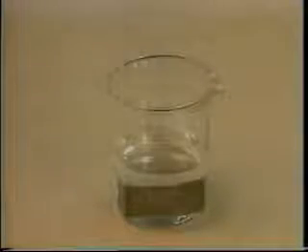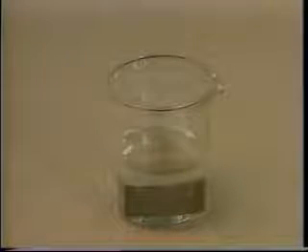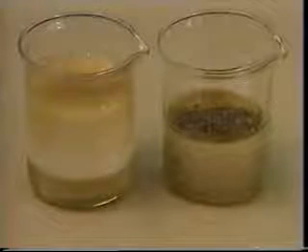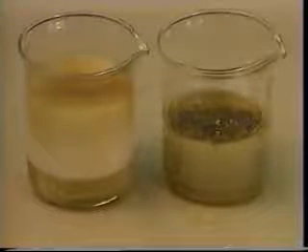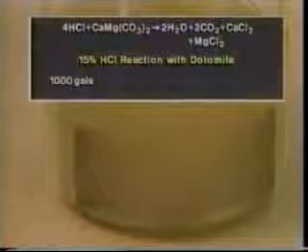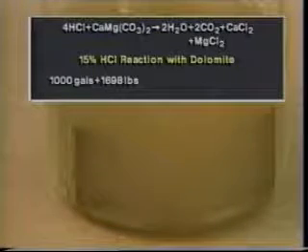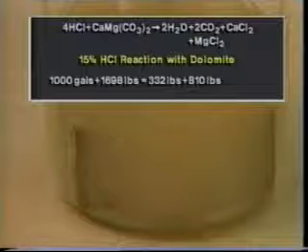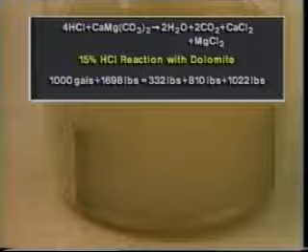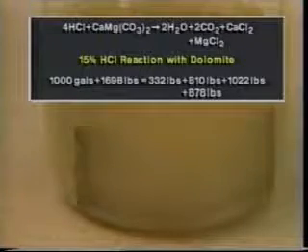The reaction of HCl with the other common carbonate reservoir, dolomite, magnesium carbonate, is similar to limestone except that the reaction rate is slightly slower, perhaps 1.5 times, at temperatures under 200 degrees Fahrenheit, or 93 degrees centigrade. 1,000 gallons of 15% HCl will dissolve 1,698 pounds of dolomite to form 332 pounds of water, 810 pounds of carbon dioxide, 1,022 pounds of calcium chloride, and 878 pounds of magnesium chloride.